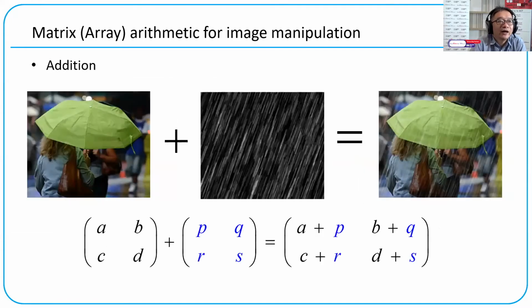Similarly, if I want to synthesize an image which looks like it was taken on a rainy day, I take a picture, then of course I need an umbrella to make it realistic. Then I add some rain streaks. I sum them together. You can see it looks like an image taken on a rainy day, right? That's matrix addition. It can produce very sophisticated effects just by simple matrix arithmetic. All right.